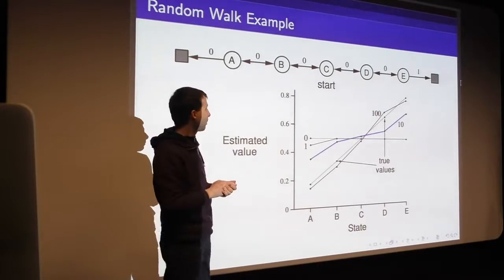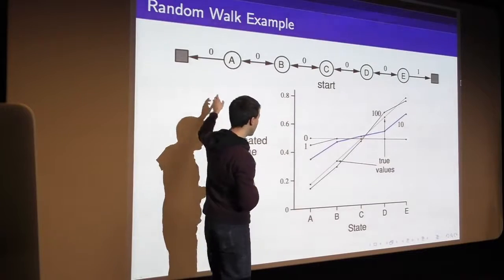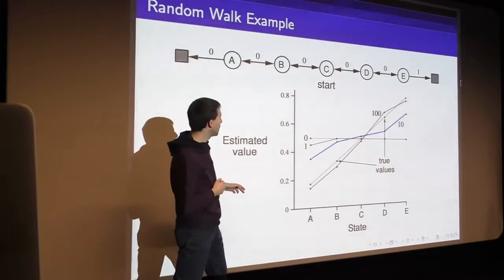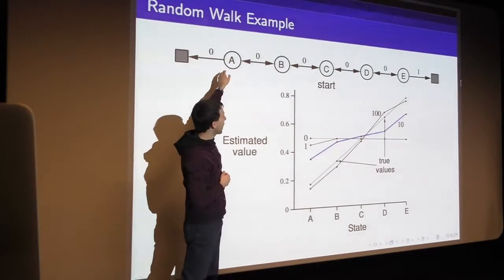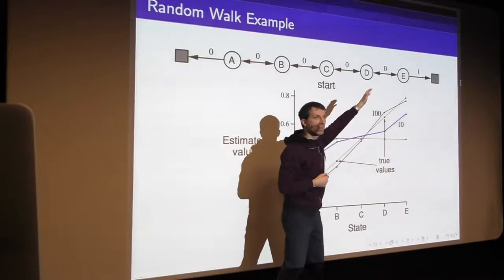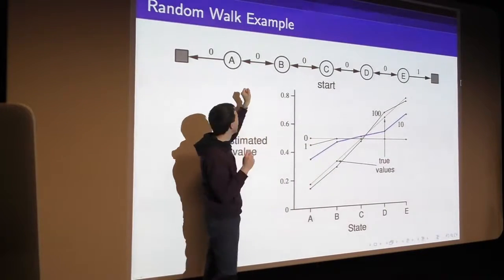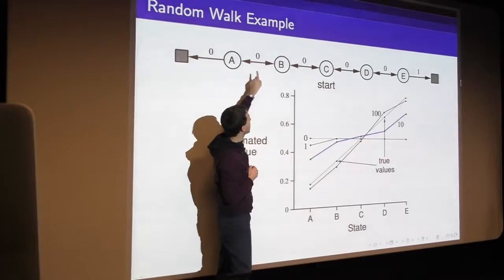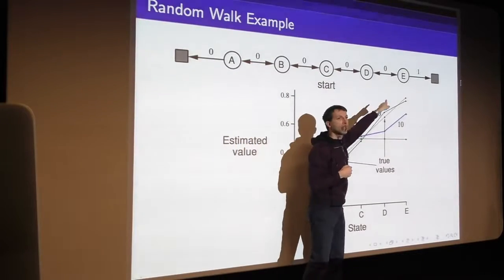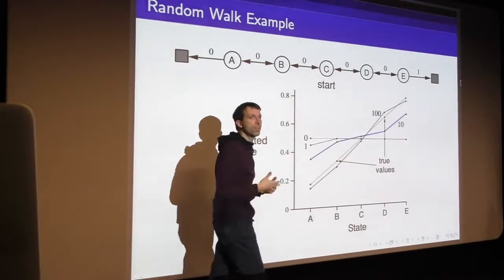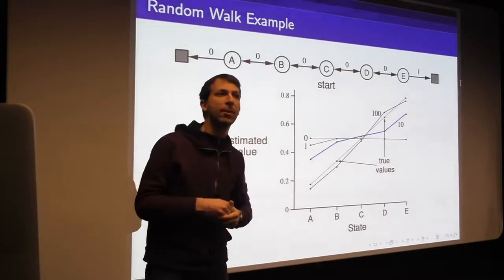So how does that compare? Intuitively, that's saying that the value increases as you move towards the 1. I think the true value function is something like 1/6, 2/6, 3/6, 4/6, 5/6 as you move along. That's the true value function, which you can find by dynamic programming.